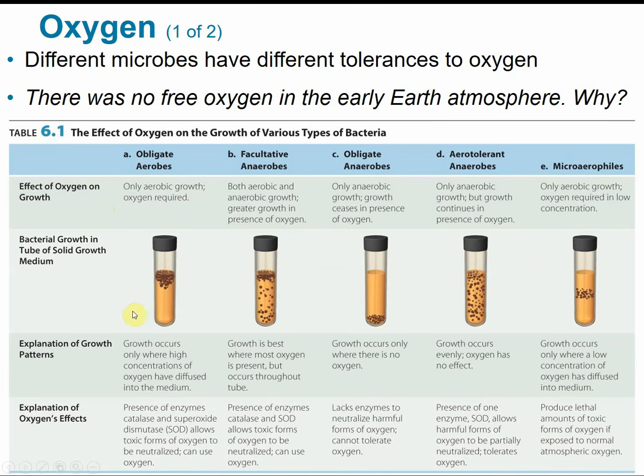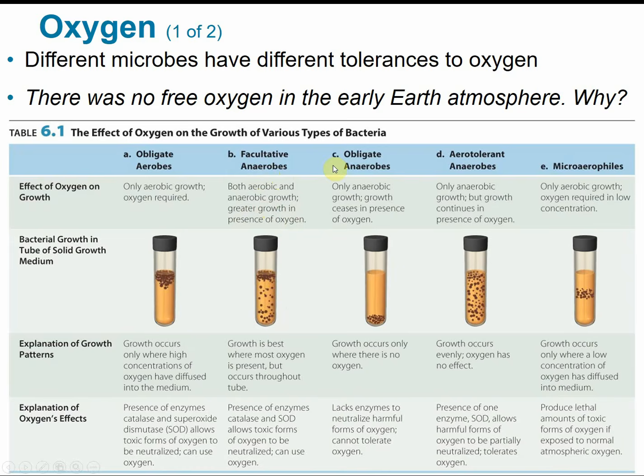So these are noted in tube growth, so they'll grow near the top or the surface. This is where the oxygen is in the test tube. Facultative anaerobes, remember facultative meaning they can adapt, they can tolerate different scenarios. So these microbes can tolerate both aerobic and anaerobic, but they will grow greater in the presence of oxygen. So when we look at these in the test tube, you'll see most aggregated near the top, near the oxygen, but there are some down below in the anaerobic environment that are still able to grow a little bit.